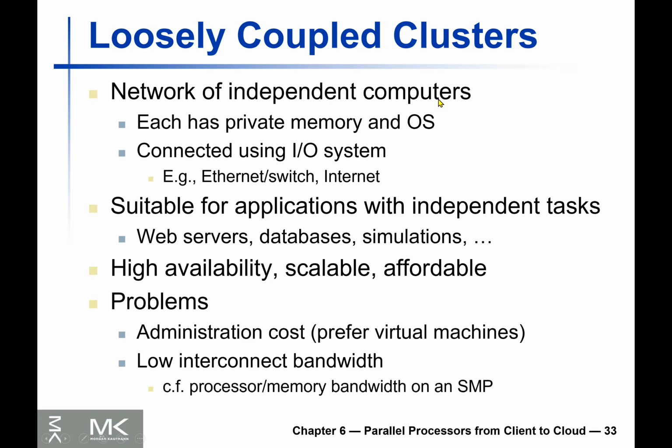Network of independent computers. When we talk about one multiprocessor on one machine, for example, we are talking about a local machine. When we talk about a network, I have many independent computers working at the same time using the hardware: the Ethernet, the switch and the internet. But if we ask you about disadvantages or problems they may face in such a configuration, we have administration cost and low interconnect bandwidth. All right.